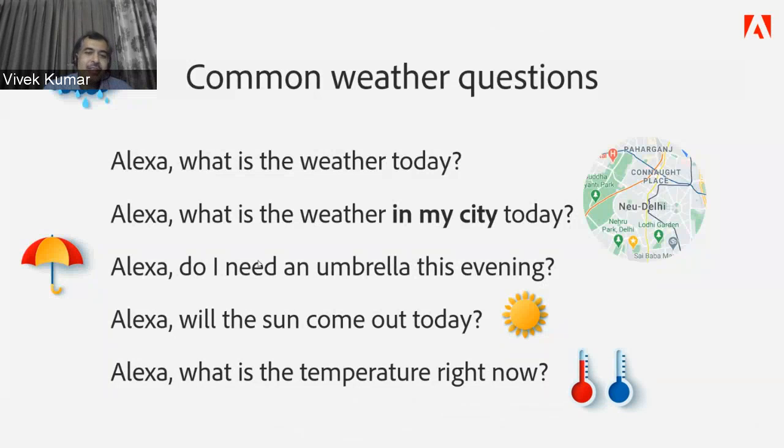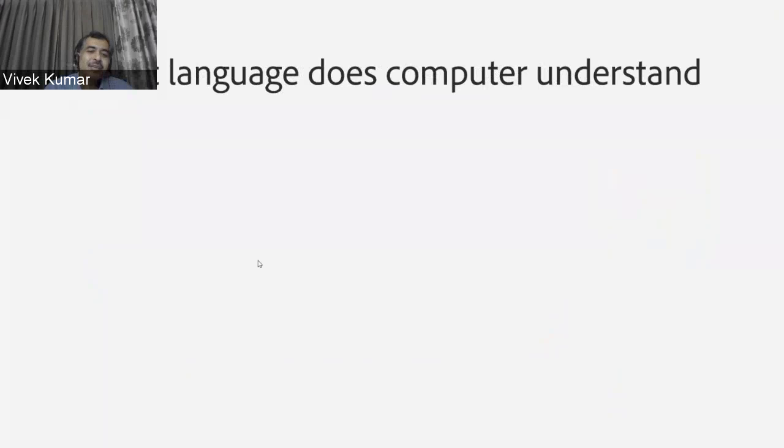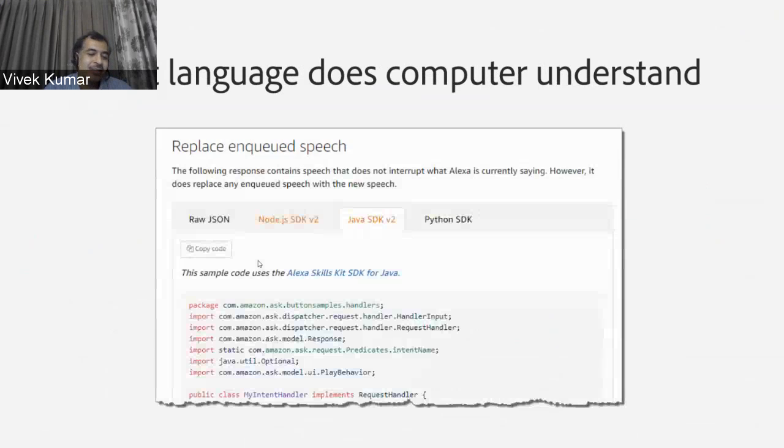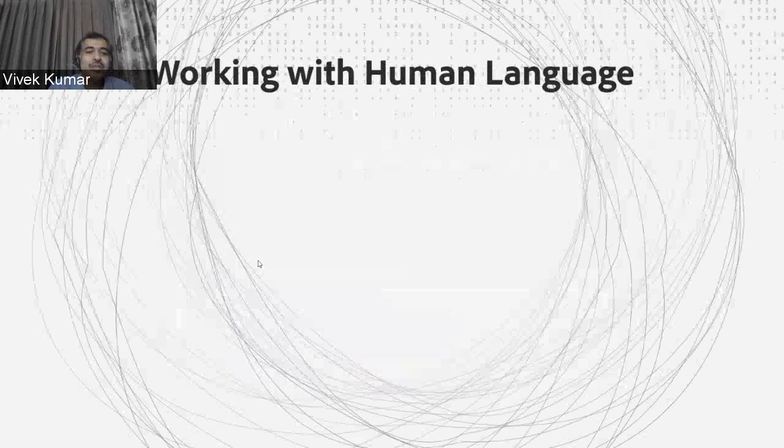What does a computer understand? The languages a computer understands are Java, Python, Node.js, and different kinds of things, C++ from a little earlier times, and so on. That is what a computer understands. It is a very finite kind of language. It's written, so there is no ambiguity. But now it has to work with human language. How does it work with human language?